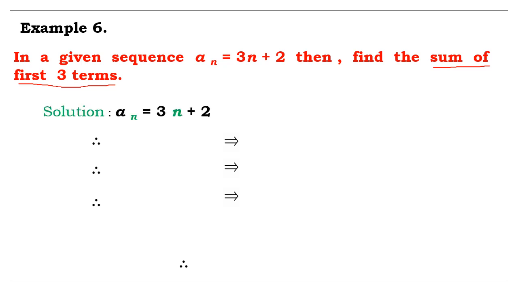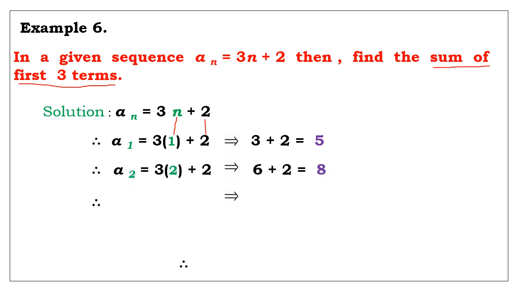Here the given sequence is a_n equals 3n plus 2. In step 1, apply n value as 1. Therefore, a1 equals 3(1) plus 2. In the place of n, we applied 1, plus 2 as it is. Now, multiply 3 ones are 3, plus 2. Now, 3 plus 2 is equals to 5.